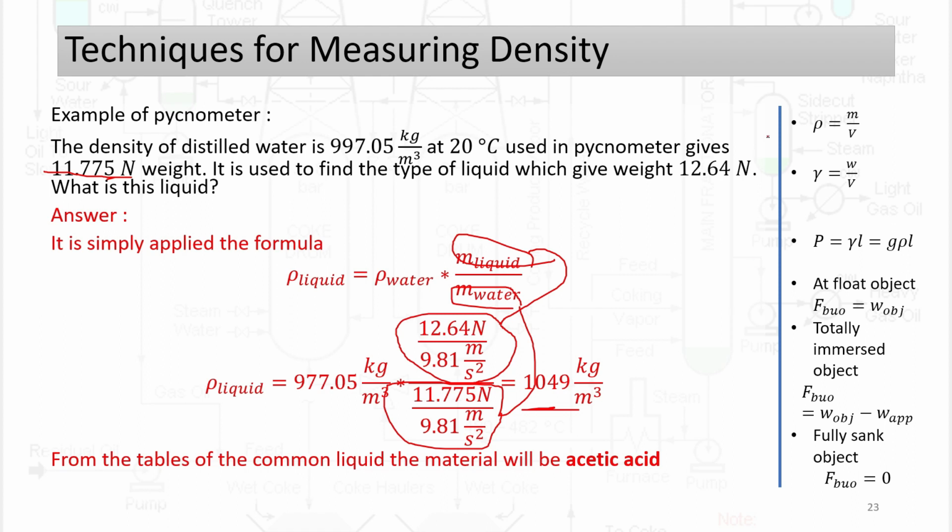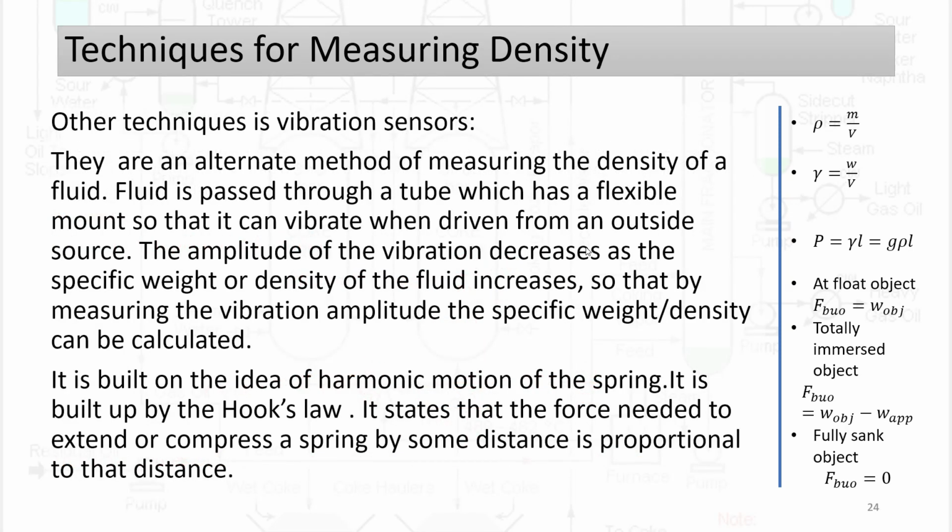Okay, let's go to the next technology, the vibration sensor. It is an alternate method of measuring the density of any fluid. The fluid will pass through a tube which has a flexible mount so that it can vibrate when driven by an outside source. The amplitude of vibration decreases as the specific weight or the density of the fluid increases. It's an opposite relation, so by measuring the vibration amplitude, the specific weight or density can be calculated.